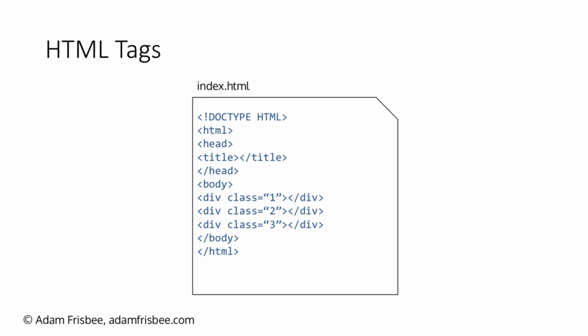And then we have the body tag, and notice the body tag is also closed at the bottom, but right before the HTML tag. And inside the body tag, we have 3 divisions, 3 building blocks, and we've named them something unique. So we have class, div class equals 1, 2, and 3. And that way, when we start styling those divs with CSS, we can style them differently.